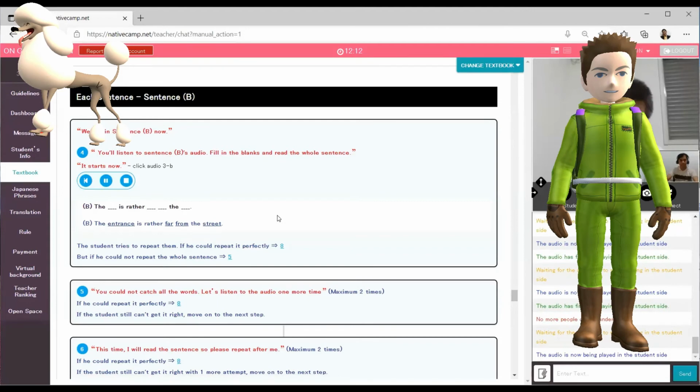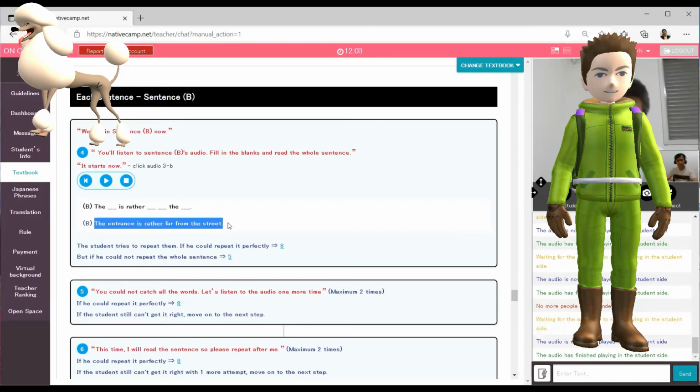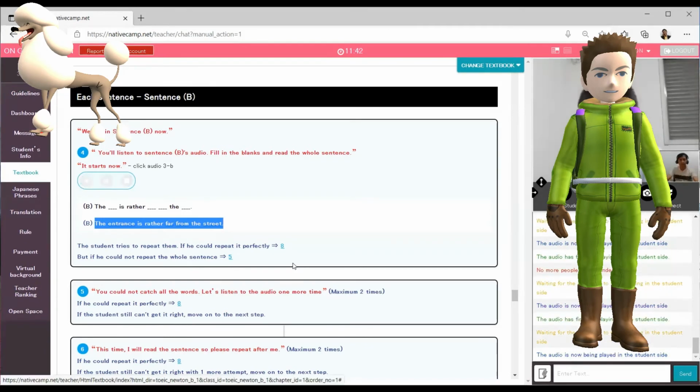B. The entrance is rather far from the street. The entrance is rather half of the street. Okay, please listen again. Okay, all right, please listen carefully. Here we go. B. The entrance is rather far from the street.